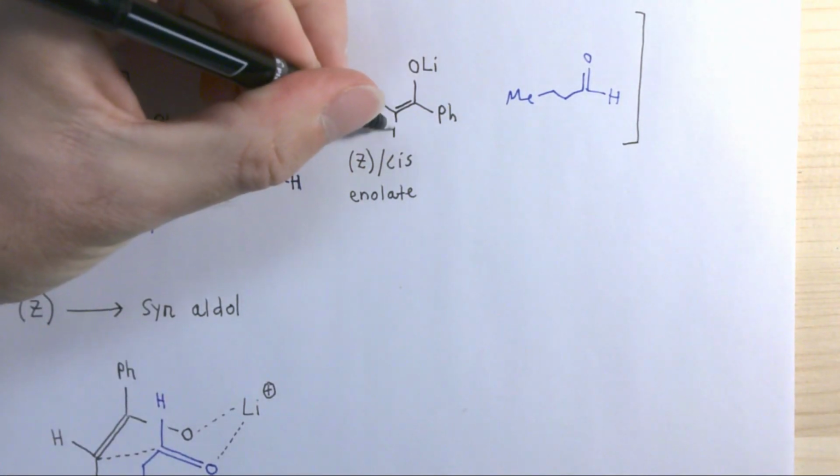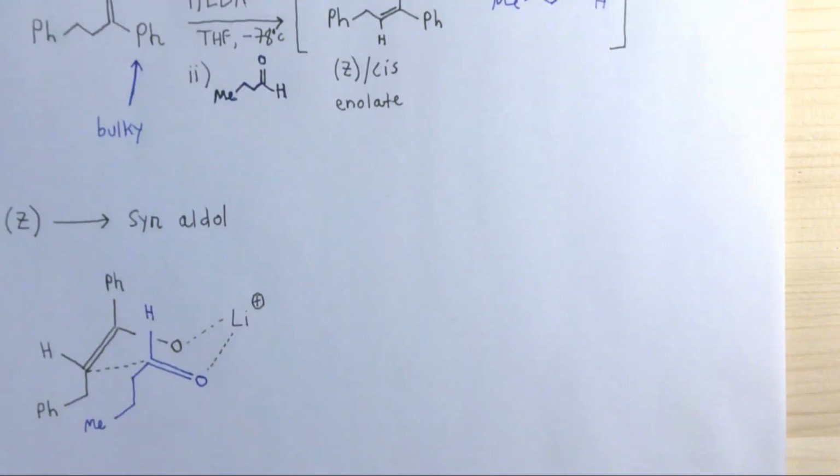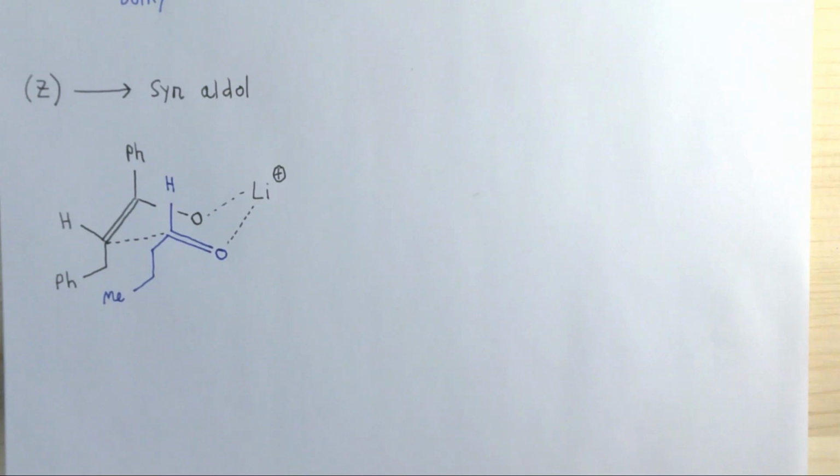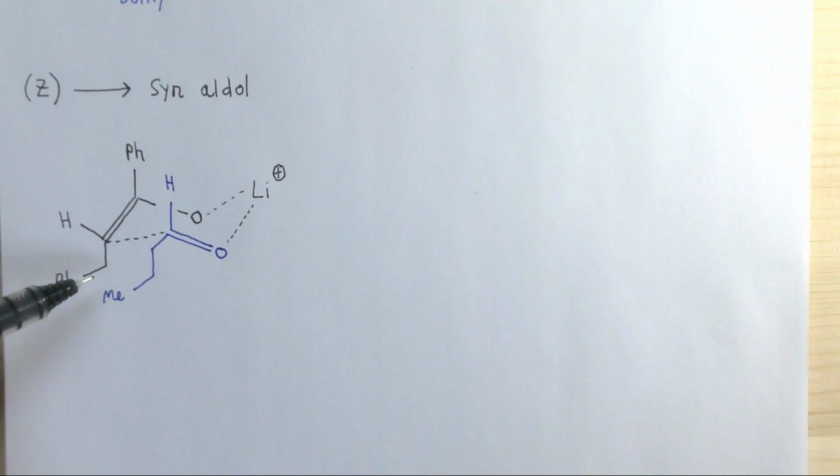In my original drawing, these two groups right here are cis to each other, so they need to stay cis here. And I can also see that the oxygen and this benzyl group, I know it's a little hard to tell, but they are also cis to each other. So this is what my Zimmerman-Traxler transition state is going to look like.